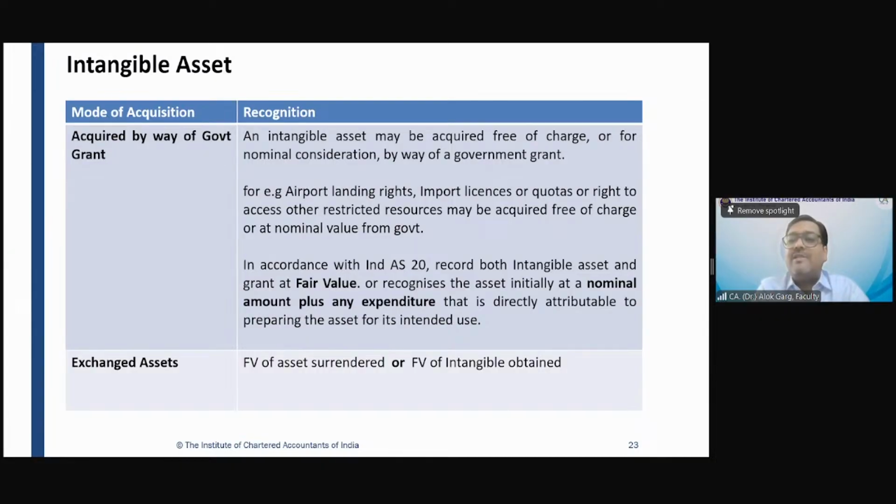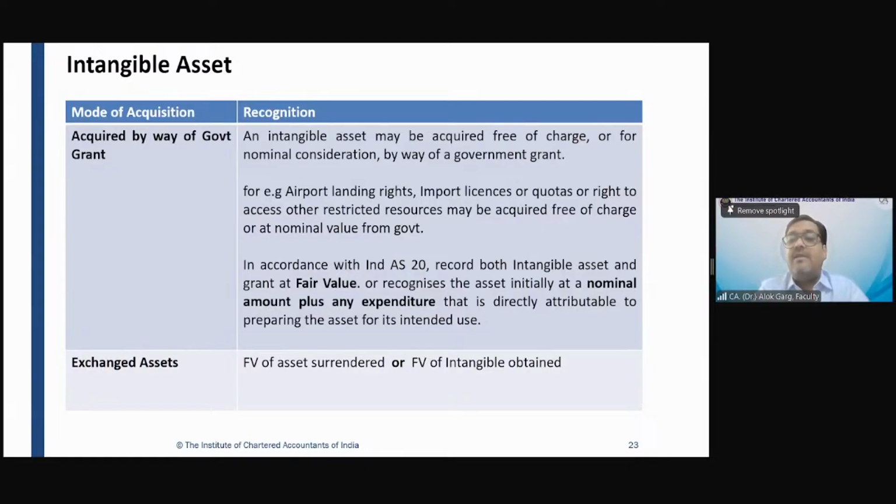So if the government is giving free of cost or at a concessional rate, at what value are these intangible assets going to be measured? So you need to apply Ind AS 20. And Ind AS 20 is giving you two options. Option number one, you can record intangible asset and grant both at fair value.